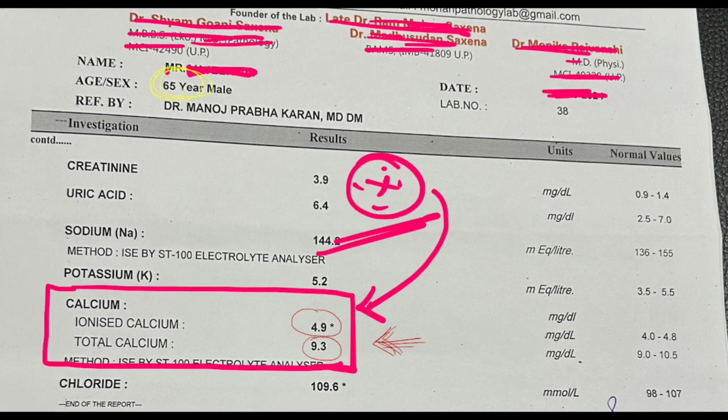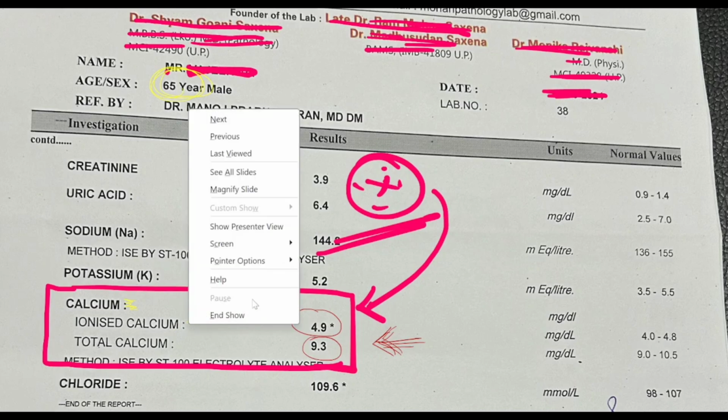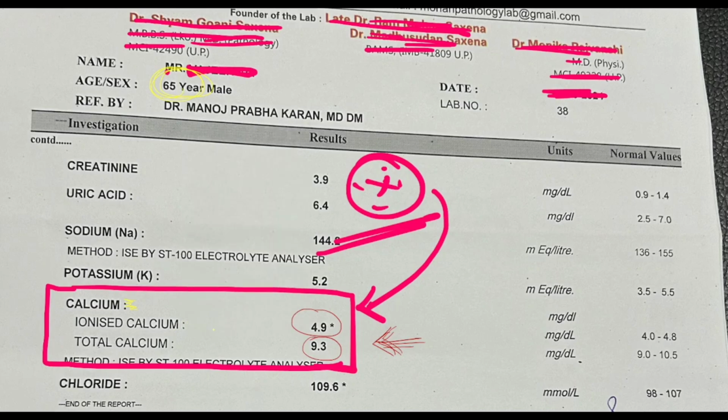Focus on this value, calcium. Calcium is given under two headings. One is ionized calcium, which is given as 4.9 with an asterisk. Another one is the total calcium, which is mentioned as 9.3. So this is the topic that we are going to discuss today.